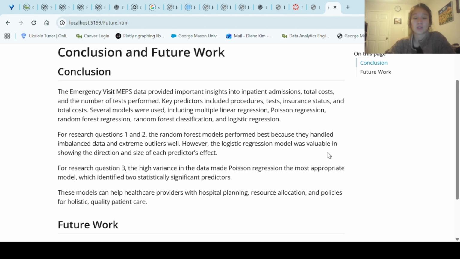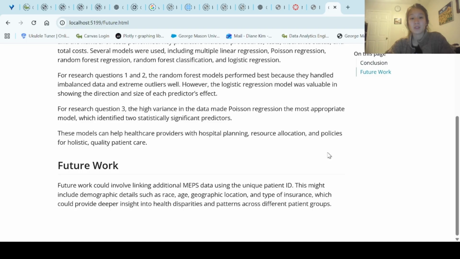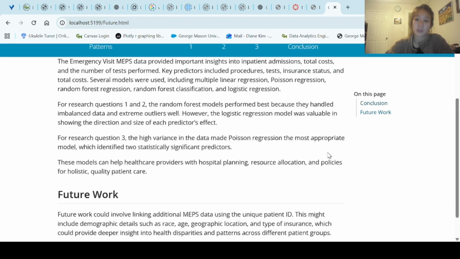Some future work to look into would be to kind of merge different data sets, the MAPS data sets together, linking it with the unique patient ID. This could include demographic details like race, age, geographical location, and even types of insurance. This could give deeper insight into patient health disparities or even patterns across different patient groups.